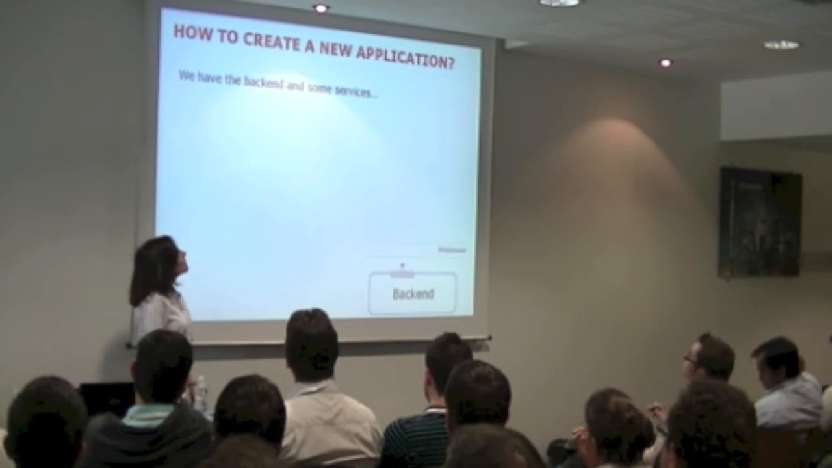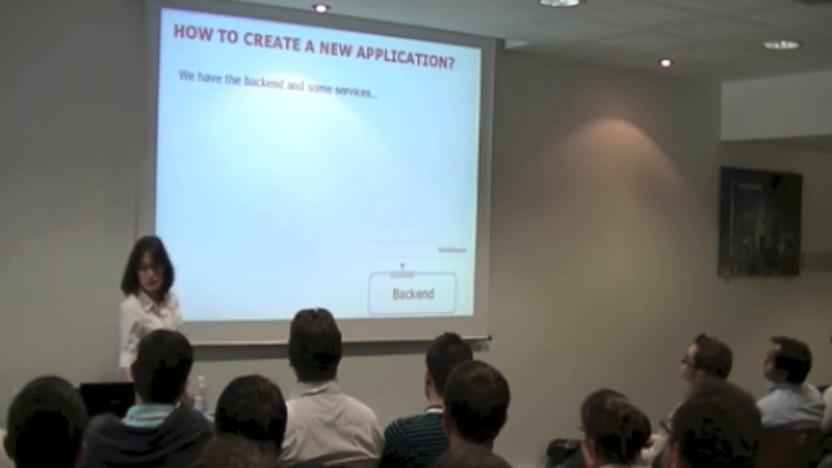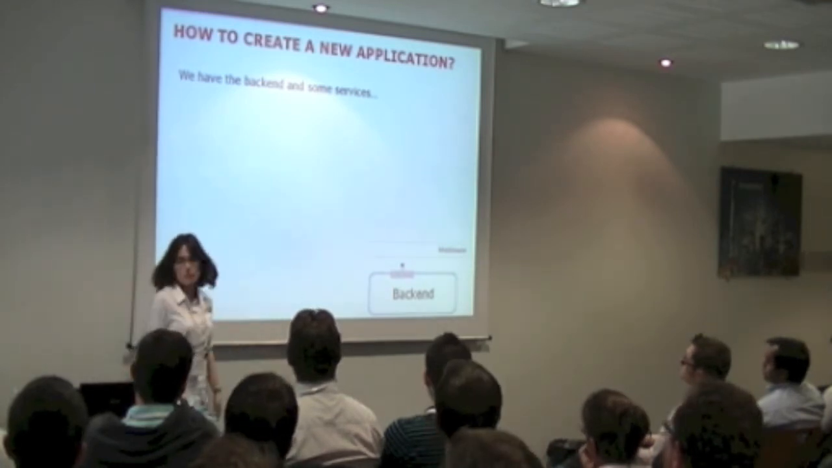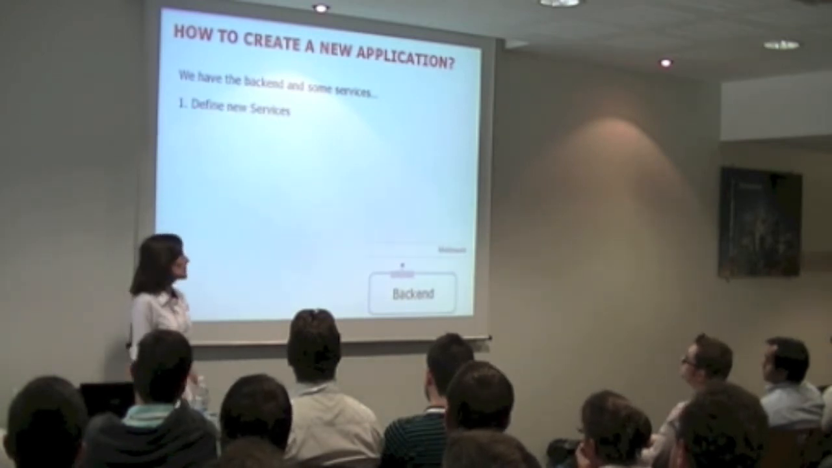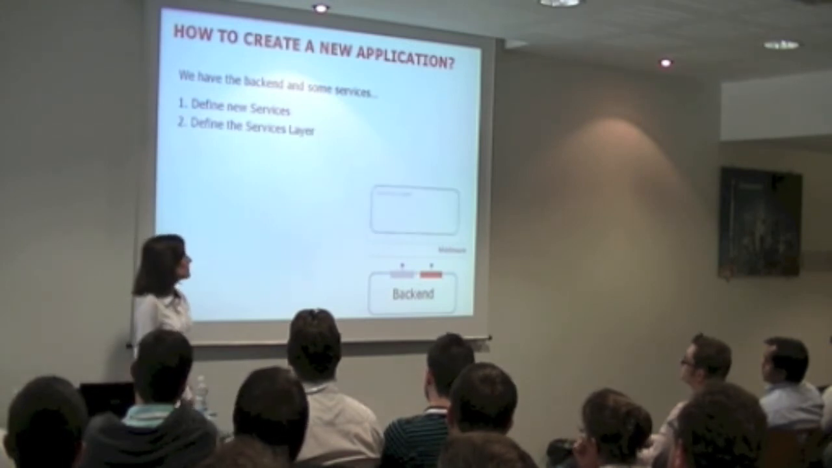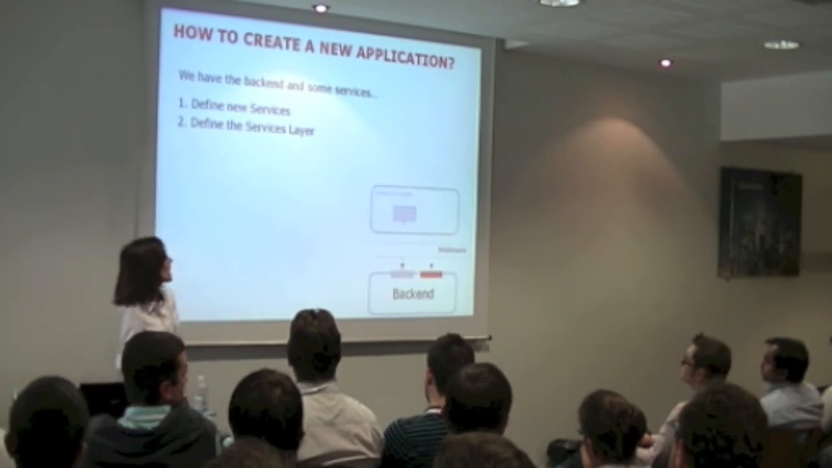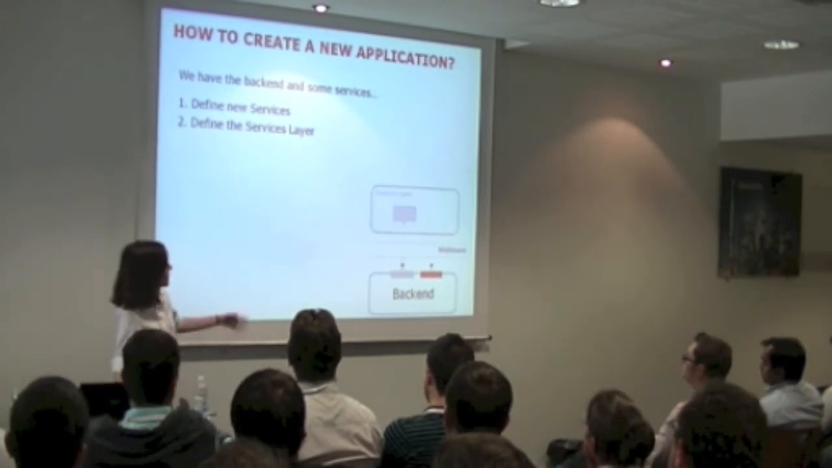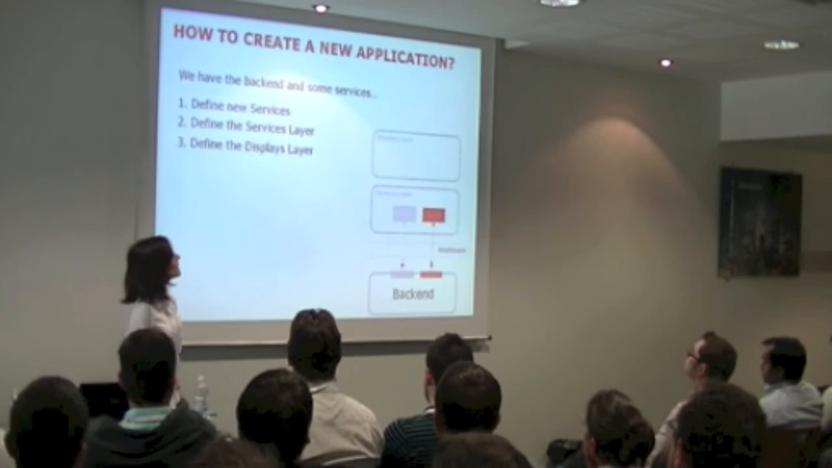And now I will explain how to create new applications with this infrastructure. We have a backend with some services exposing some system functionality. The first step is to define the new services to expose the new functionality that we want to manage. After that, we have to create the service layer. In the service layer, we have to define the service adapters that we need to access the backend functionality. Then we can reuse some existing service adapters, and we need to implement new service adapters to access the new functionality. After that, we have to define the display layer.